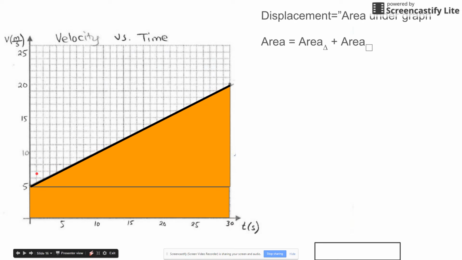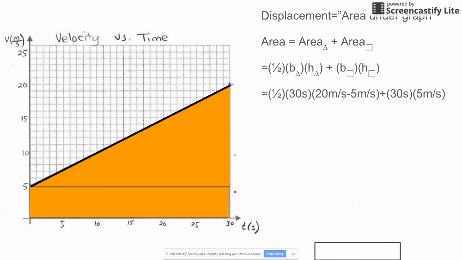Not really sure what the shape is, but it doesn't matter because I could break it down into two easier shapes, a triangle and a rectangle on the bottom. The area of the triangle is equal to 1/2 base of the triangle times height of the triangle. The area of the rectangle is equal to base times height of the rectangle. And now I can plug in numbers.